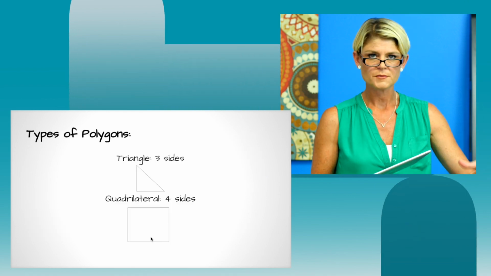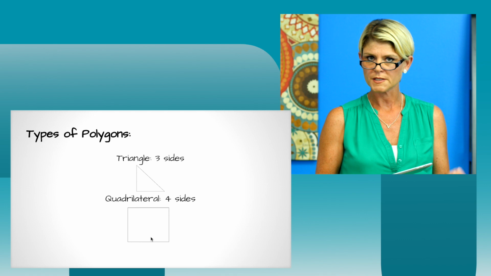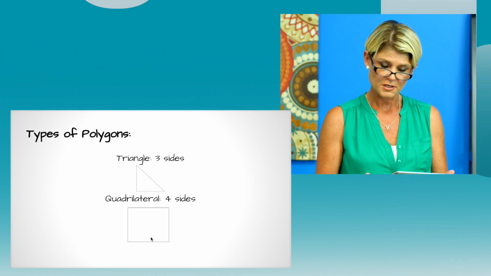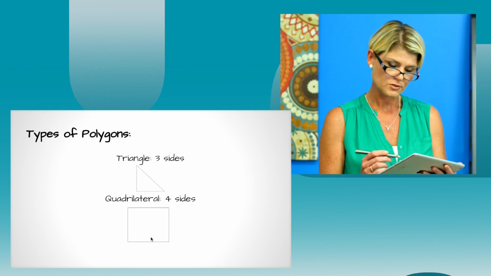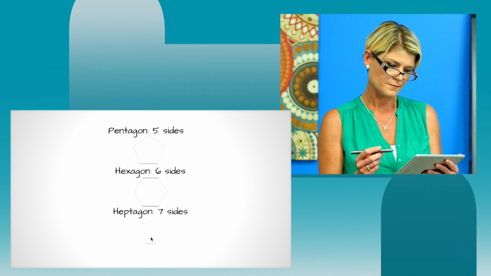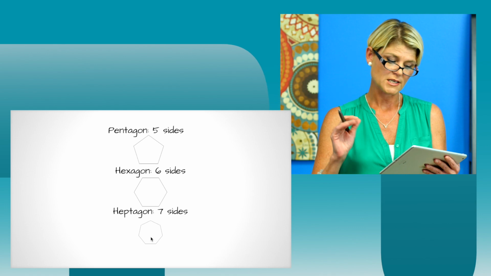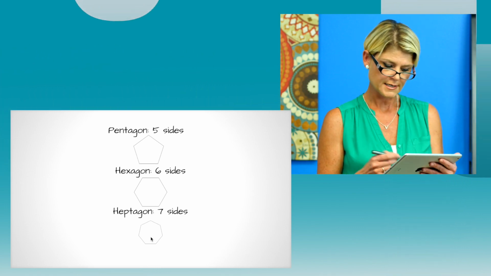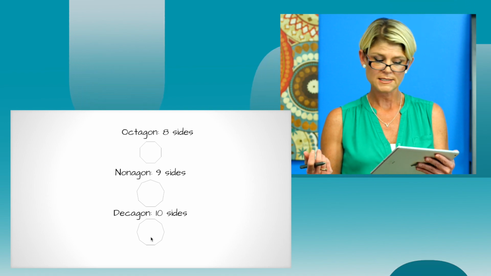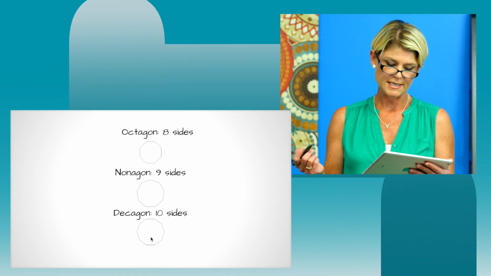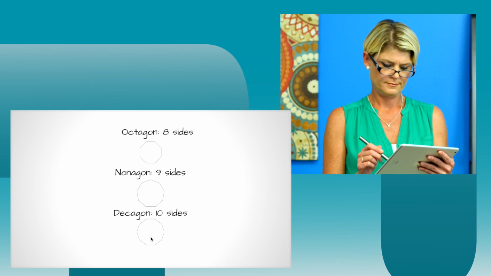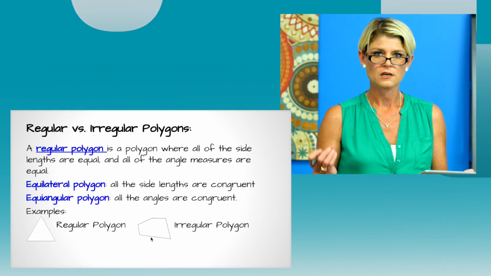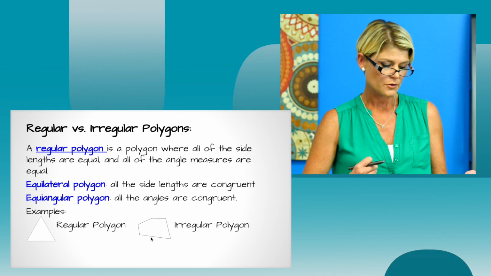Okay, we've looked at some of these polygons before, but let's do another quick review. Some of the types of polygons that you'll be using and working with: triangle, 3 sides; quadrilateral, 4 sides; pentagon, 5 sides; hexagon, 6 sides; heptagon, 7 sides; an octagon has 8, nonagon has 9, and a decagon has 10 sides. It's a lot. I also wanted to take a minute to talk about regular versus irregular polygons.